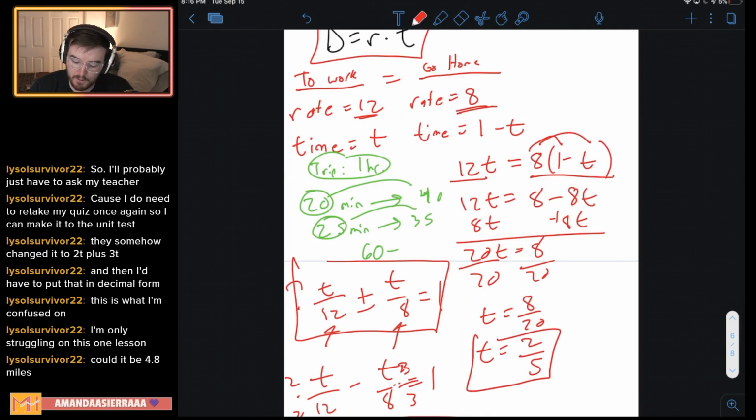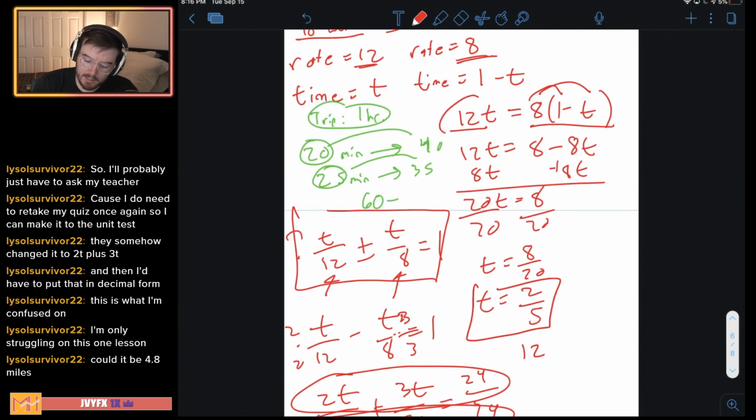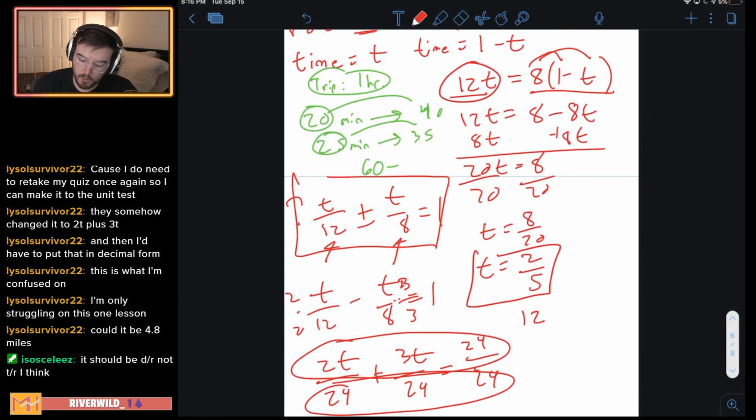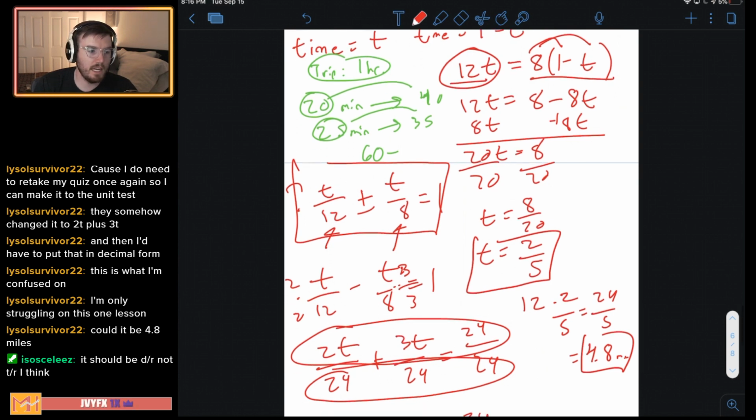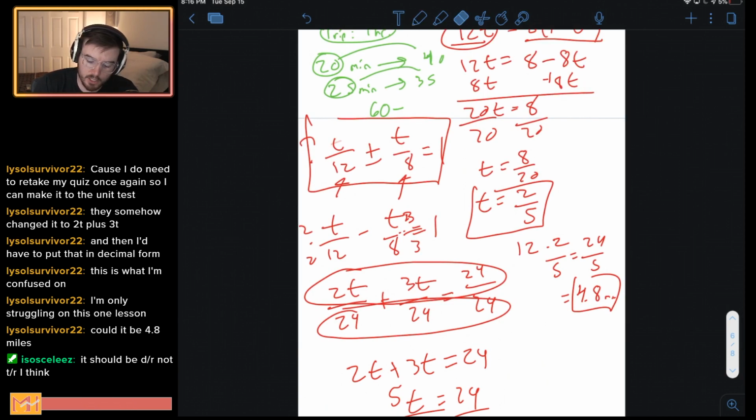So if t is 2/5, 12... That's it, bro. We found it. So, look. My distance to work is 12 times t. So 12 times 2 over 5 equals 24/5. So the distance is 4.8 miles, which is what we got. So this should be D's everywhere, as Isosceles just said. This should be D's for distance.